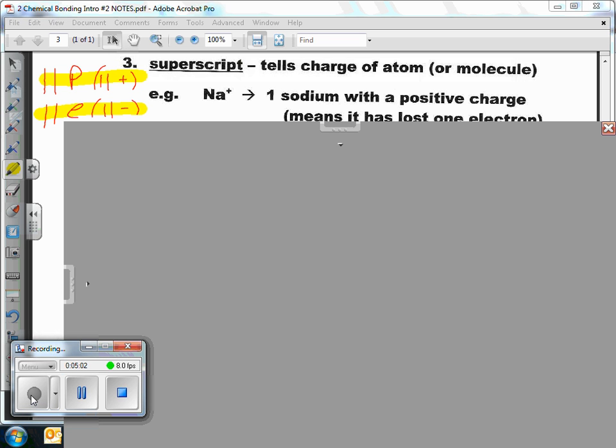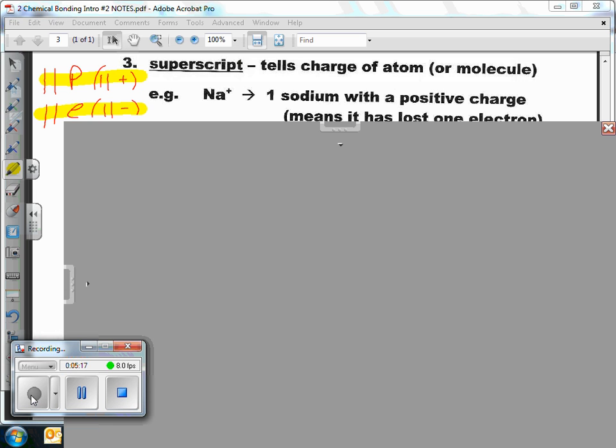Okay, so back to the question: what happened to sodium? Did it lose a proton? Did it gain a proton? No, because if sodium gains a proton, it has 12 protons. What element do I have if I have 12 protons? Magnesium. So that didn't happen. What did happen? It got rid of an electron.